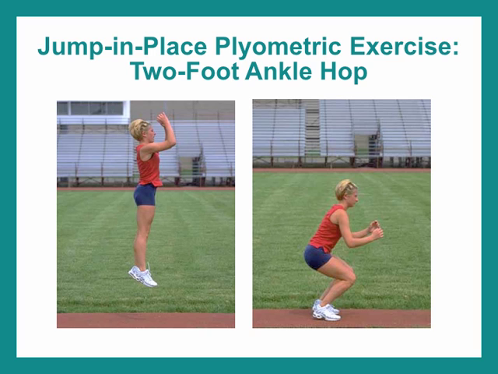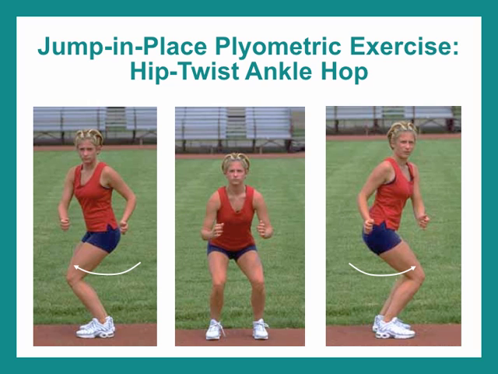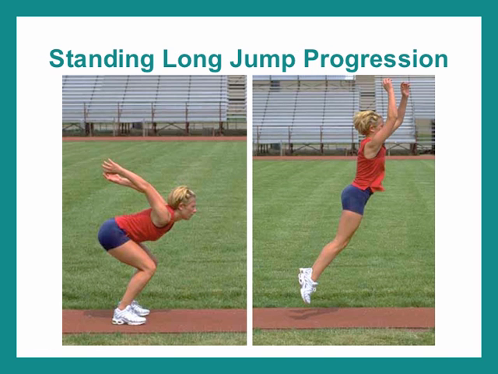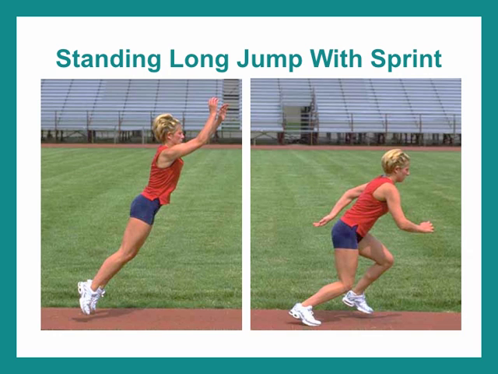So you could have somebody jumping in place, just doing a 2-foot ankle hop. And the next one in this phase would be a hip twist ankle hop. So twisting one direction, landing, and then coming up and twisting the other direction, and then landing. The second phase would be standing jumps, so things like standing long jumps, is pictured here, standing and jumping over a barrier, and then doing a standing long jump followed up by a sprint.